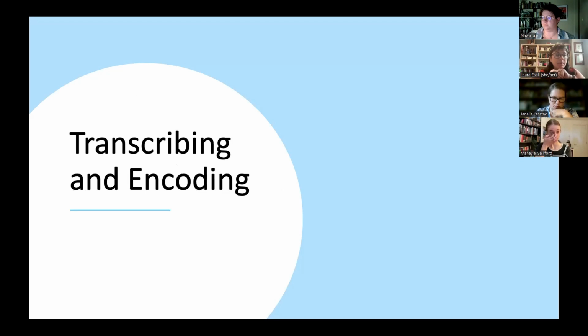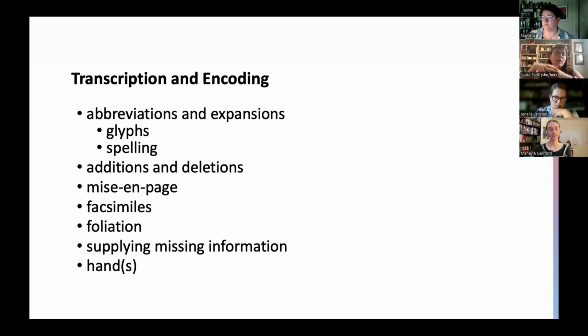Okay, I am going to talk about transcribing and encoding for the bulk of my time today. And I'm going to walk you through some of the things that you might see most often in manuscripts. Of course, in a handwritten document, you have lots of abbreviations and expansions. Sometimes these include non-standard characters, and we'll talk about the challenges and joys of spelling and orthography. You will absolutely have additions and deletions in your manuscript. We'll talk a little bit about mise-en-page, which is captured only in the semi-diplomatic transcription and not in the modernized version. We'll talk about facsimiles, building on what Janelle said, and foliation, which is, of course, the manuscript-specific way we think about pagination, and what you do when you have missing information, and if you want to record anything about the handwriting in your manuscript.